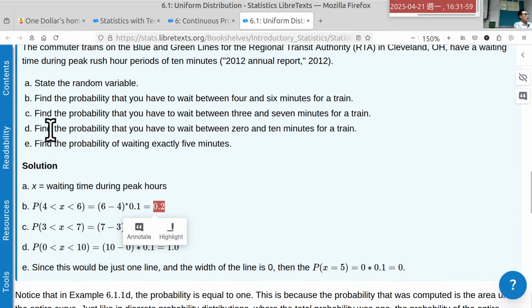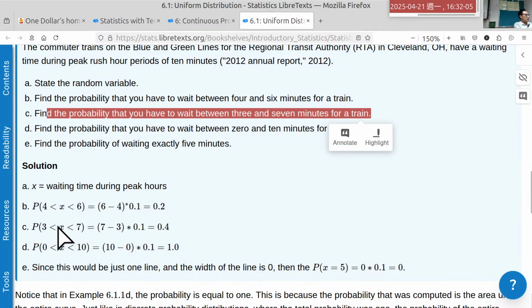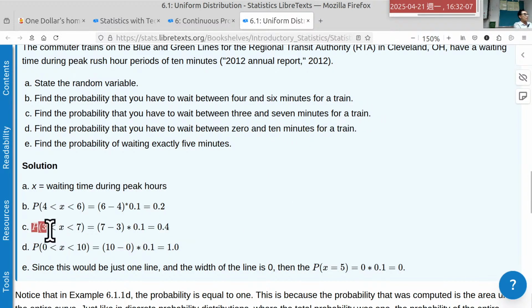Question C, find the probability that you have to wait between 3 and 7 minutes for a train. Thus, the probability that X is greater than 3 and smaller than 7. For this area, we calculate 7 minus 3, that is 4, and 4 times 0.1 is 0.4.